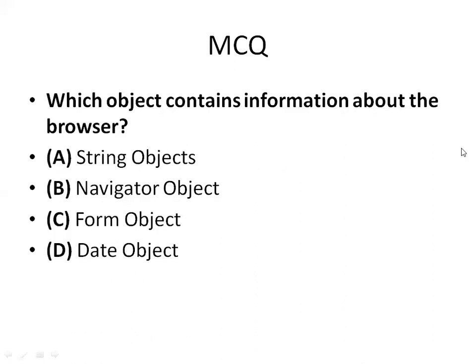Which object contains the information about the browser? Option A, string object. Option B, navigator object. Option C, form object. Option D, date object. The navigator object contains the information about the browser. Therefore, option B is the correct answer.